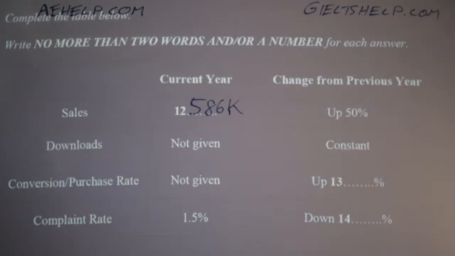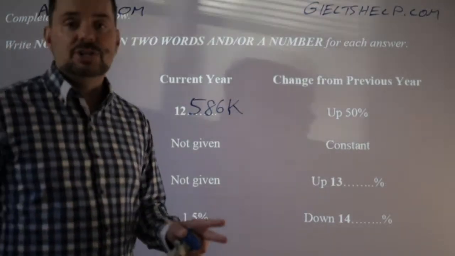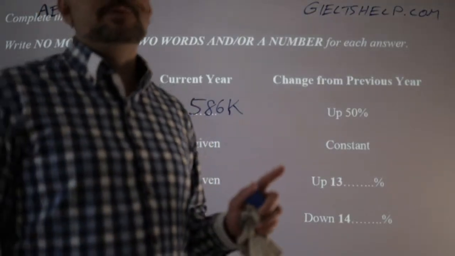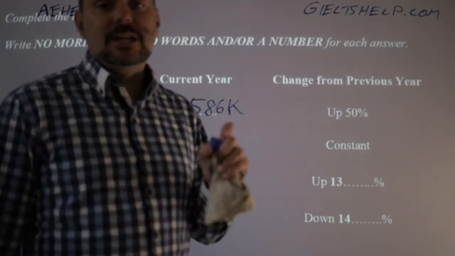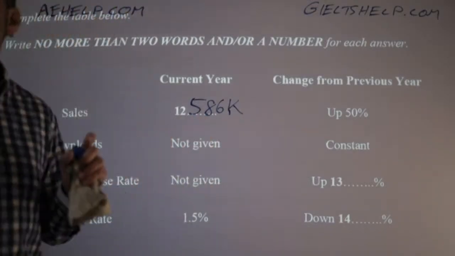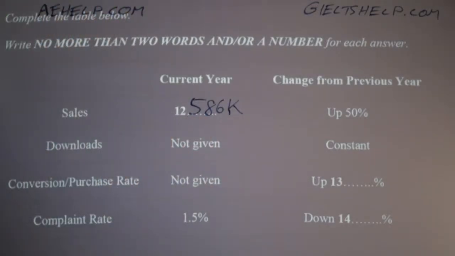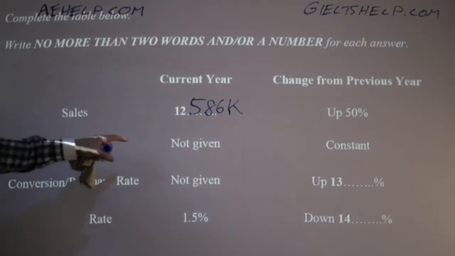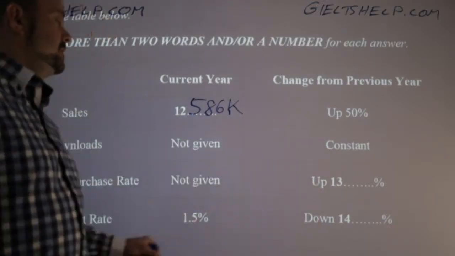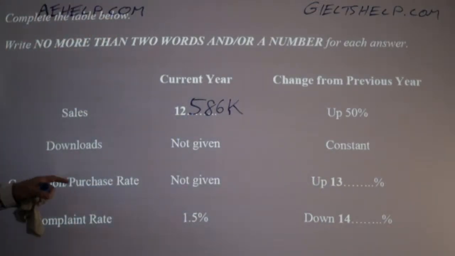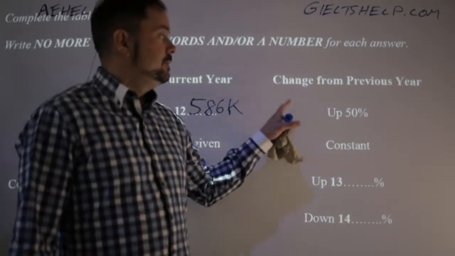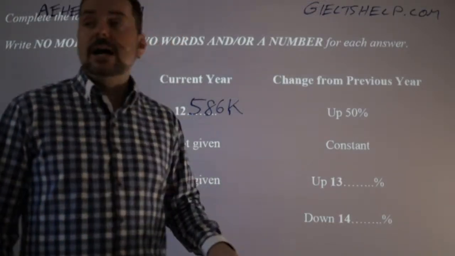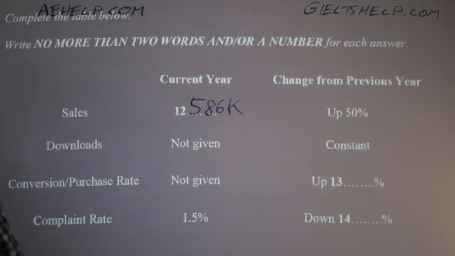Yeah, Marjona, very good. 586,000 units. By the way, two of the speakers had British accents here. One of the speakers had a New Zealand accent. So careful, in the listening section, you can hear different accents of English as well. Okay. All right, the downloads are not given. They're constant from last year. The conversion and the purchase rate is not given for the current year, but they do say the change. It's up how much?